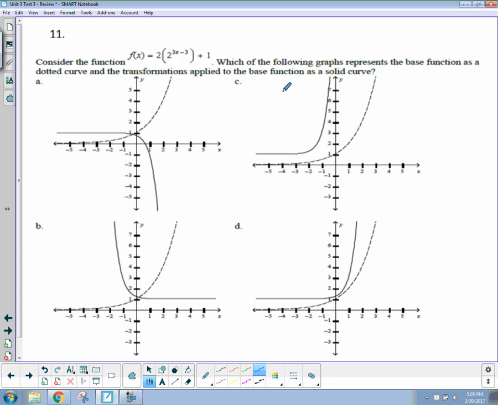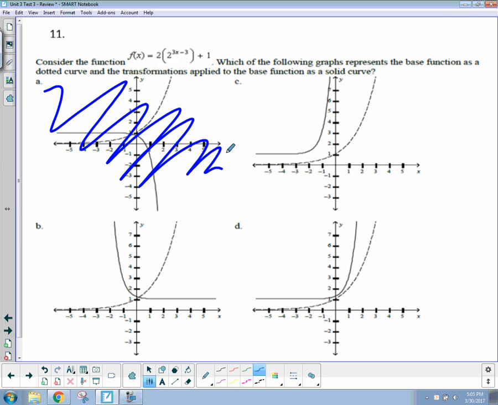So, if you notice, all the dotted lines are the parent functions. So they're all in the same place. So let's look at some key features here. We don't have any negative sign, so this isn't a reflection. So A can't be the answer. Let's see here. We got to shift up 1. Okay, looks like they all do. This looks like a positive growth factor here. So this is decay, so it can't be B.